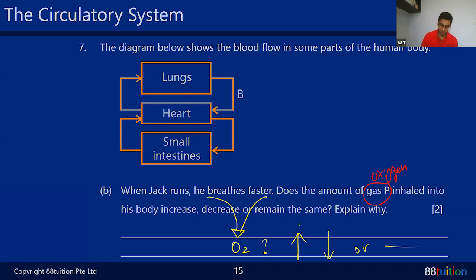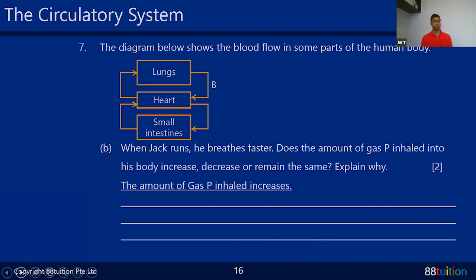Obviously, you know the amount of oxygen inhaled, the more you exercise, you're taking in more oxygen, so it increases. Now, many of you just write increase and finish, but you forgot to explain why. Now, this is the other mark. So you do not go away until you explain why. Okay, so let's explain why. Many of you just leave the answer here.